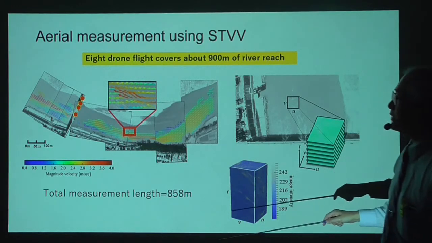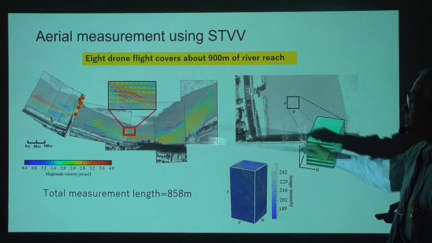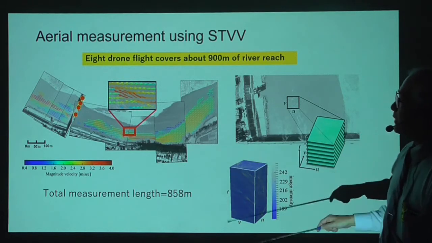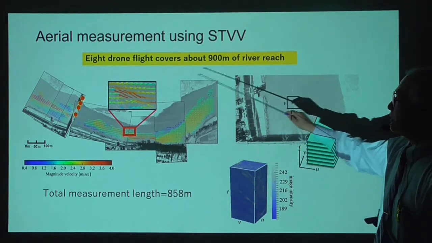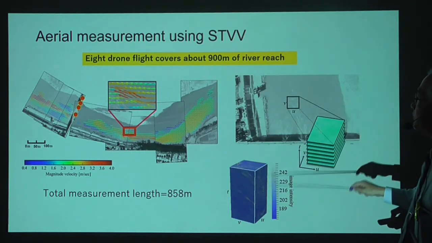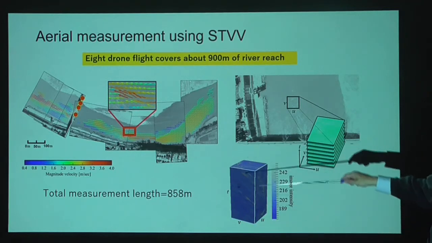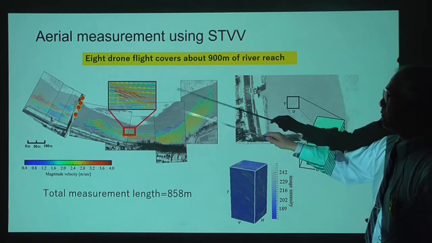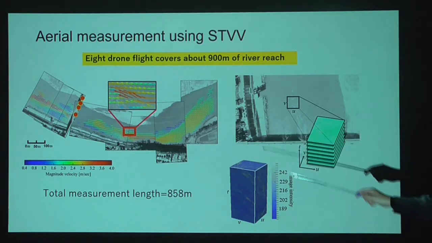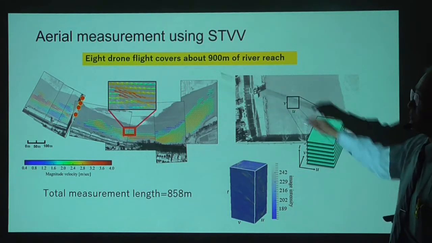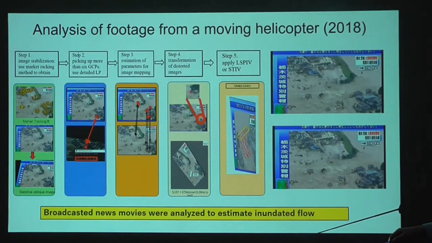And another example is the STIV, space-time volume velocimetry. This is a kind of PIV, but it can measure a large area. In this case, 8 flights can cover 900 meters of river reach. I'll skip the detailed explanation, but from this we get a wide range of rivers by taking only 8 shots from the drones.